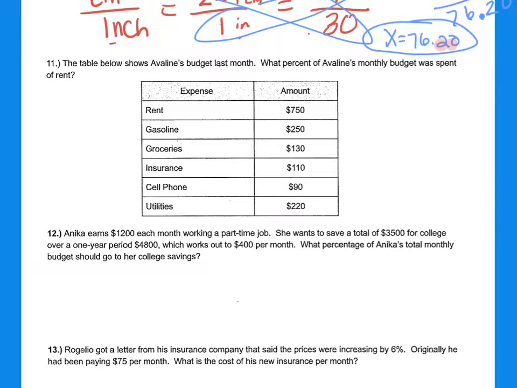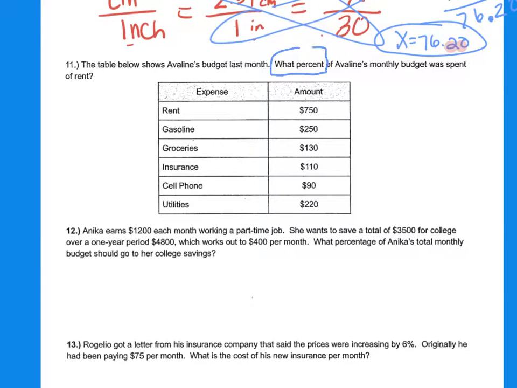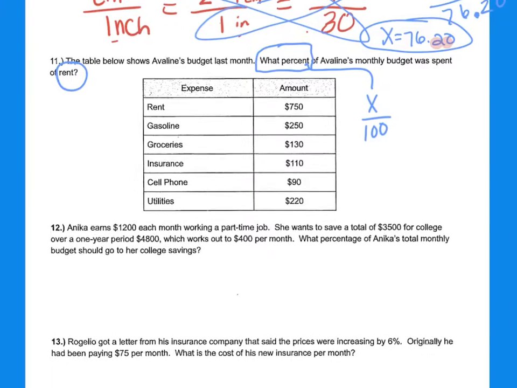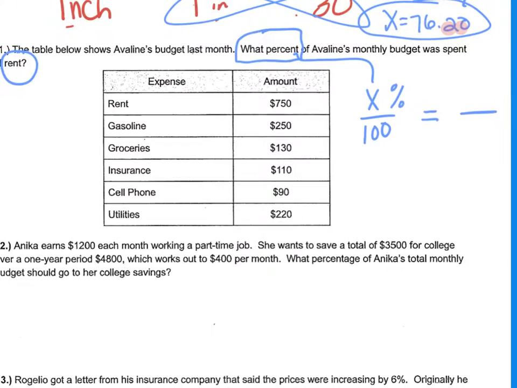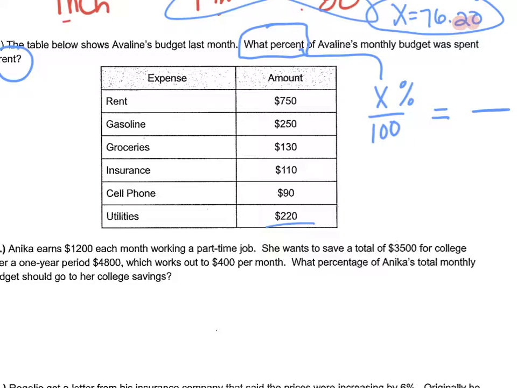The table below shows Aveline's budget last month. What percent? That tells me part of my proportion is X over 100. How much of her monthly budget was spent on rent? First thing, I know it's got to be X over 100 because it asked me what percent. What percent is always out of 100. When we set up that second ratio, that 100% is her total budget.